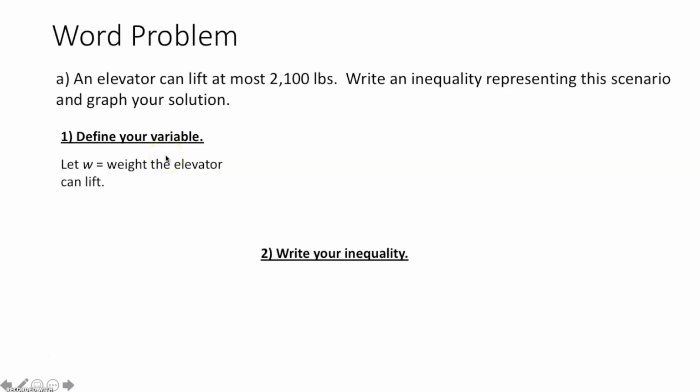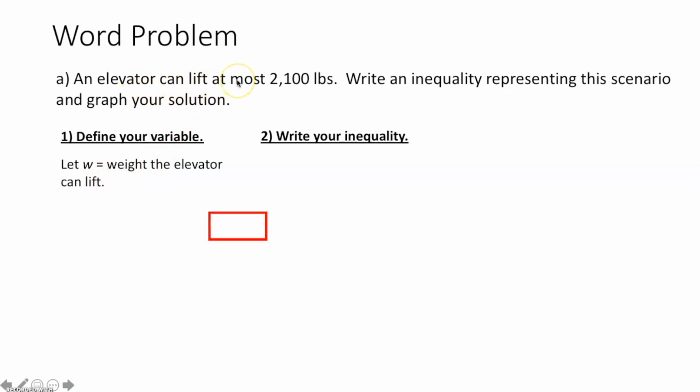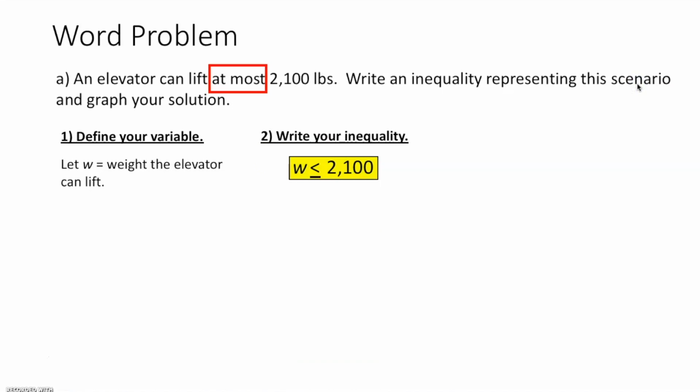Same thing. Next, we need to write our inequality. So what do we know about this weight? Well, it says the elevator can lift at the most 2,100 pounds. That means the very most, the very top amount of weight that the elevator can lift is 2,100 pounds. Okay, so our weight has to be less than or equal to 2,100 pounds. Sweet, now we have our inequality. Next, we need to graph the solution. So let's go ahead and graph the solution.